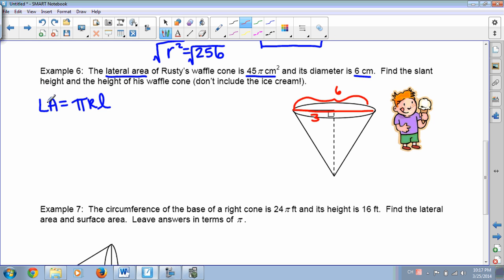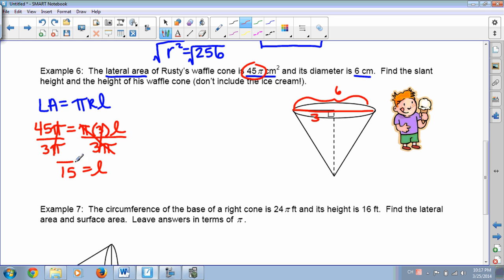So let's plug in what we know. The lateral area is 45 pi, pi is pi, and the radius is 3. But we need to look for the slant height, so we have to work backwards to get the L by itself. We need to get rid of the 3 pi, so we divide both sides by 3 pi. The 3 over the 3 cancels, the pi over the pi cancels, and the pi over the pi over here cancels. So our slant height is equal to 45 divided by 3, which is 15. So the slant height of this cone is 15.